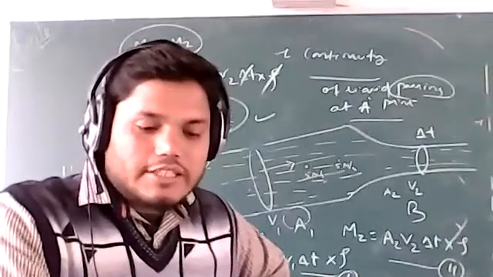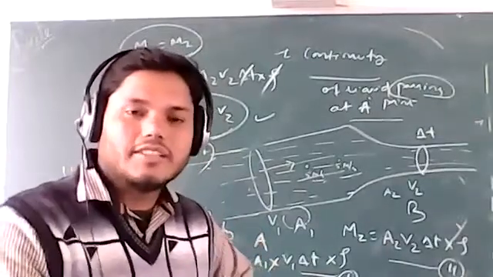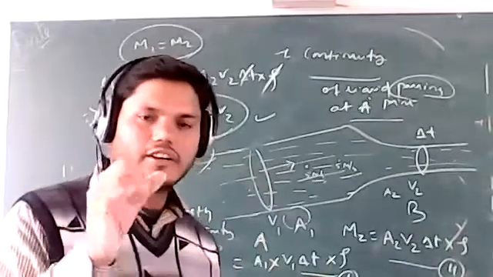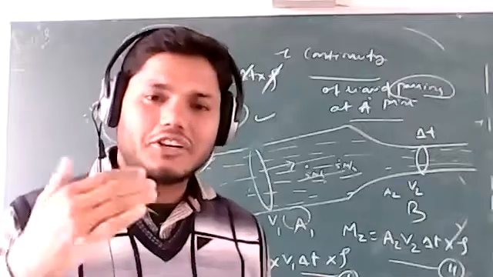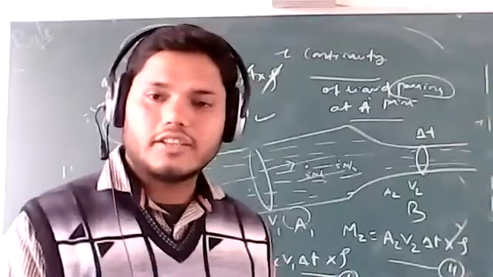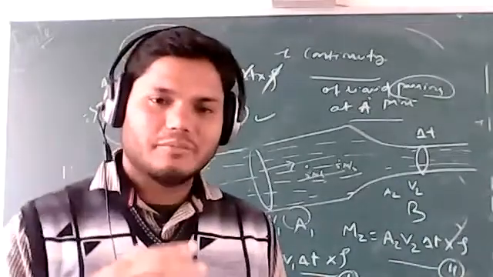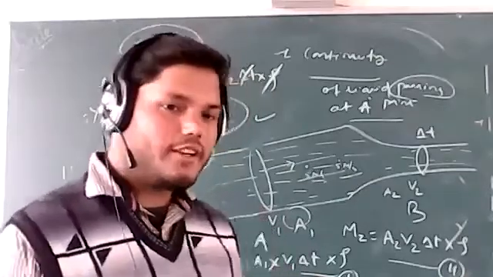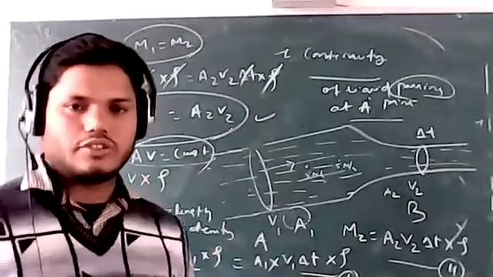So if the pipe is wider, the velocity of the liquid will be smaller. If the pipe is very narrow, in that condition the velocity of the liquid will be much more. Yes or no? And if the pipe has a wider cross section, in that condition the velocity of the liquid will be less. So we have found that area into velocity of the fluid remains constant.